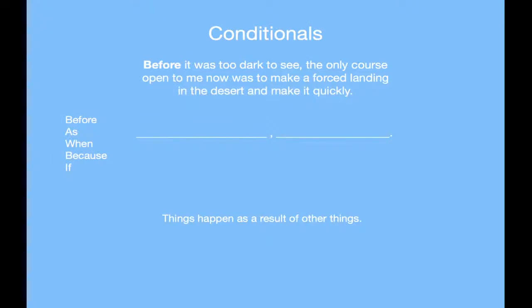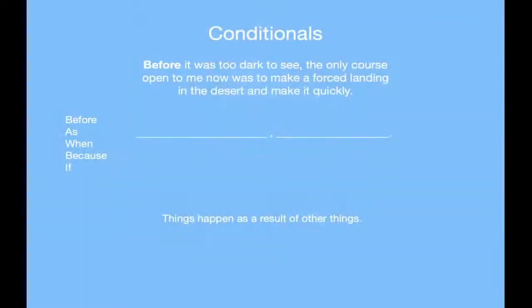So you start with that subordinating conjunction. On the left hand of the screen there, you've got before, as, when, because, if. And these are subordinating conjunctions. Use these words at the beginning of your sentence. So before, as, if, because. Before it was too dark to see, the only course open to me now was to make a forced landing in the desert and make it quickly. So you can see you've got that very clear structure. You begin with that subordinating word, and then you've got that resulting action.